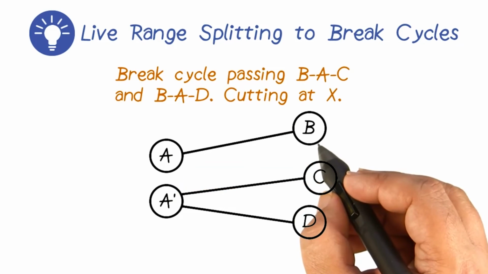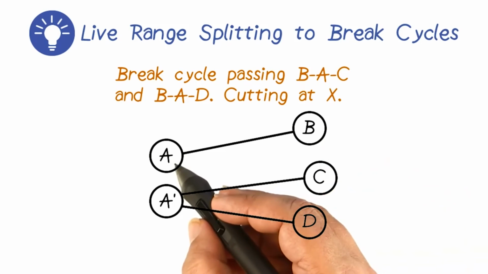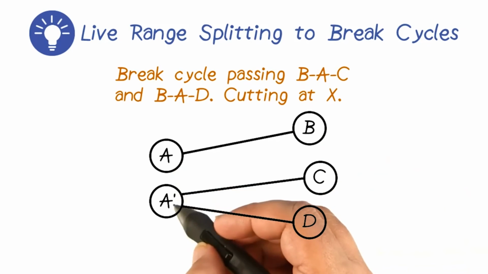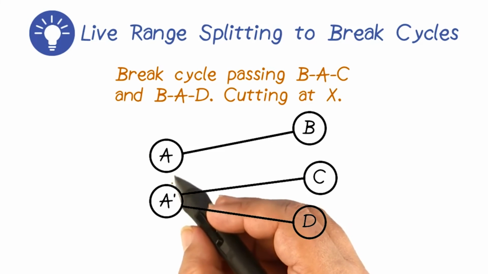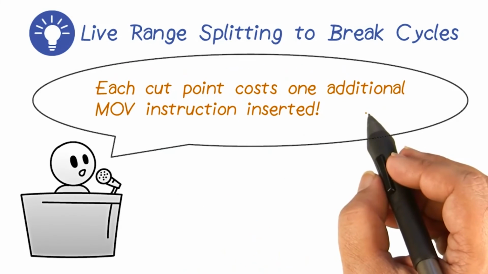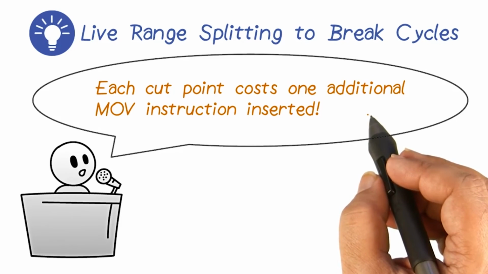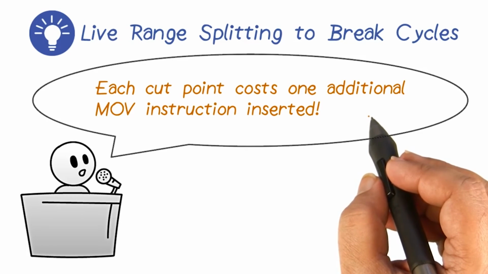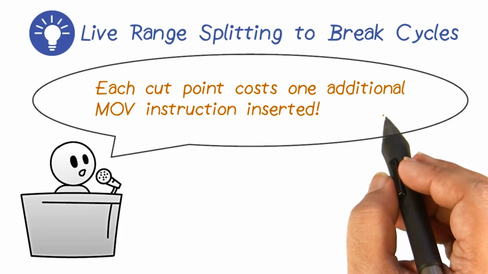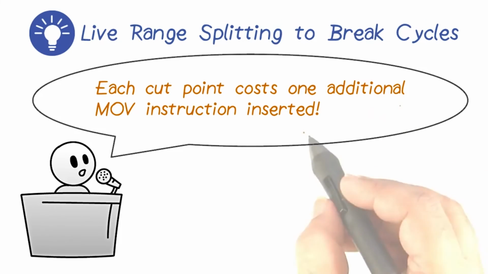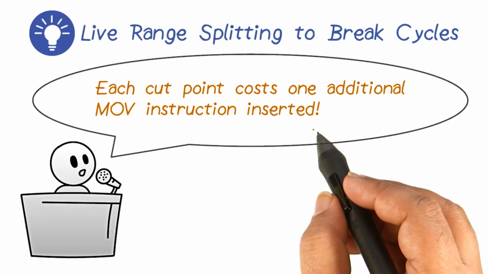So the best way for this particular example is to cut it only at X, because then it leads to only 2 live ranges, A and A dash, and we will incur a move between A and A dash whose cost will be much smaller than cutting it into 3 pieces. So here is the big observation that we must keep in mind when we do the transformation on the RCG by cutting the live ranges to break the cycles. Each cut point costs 1 additional move instruction to be inserted in the code from one register to the other. And since that cost is 1 move instruction, we must cut as minimally as possible.